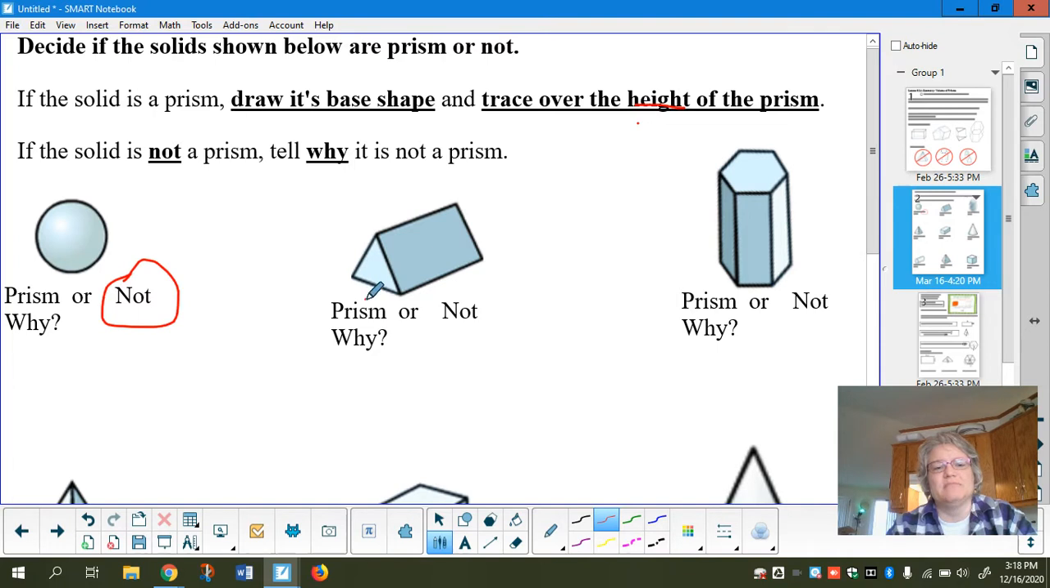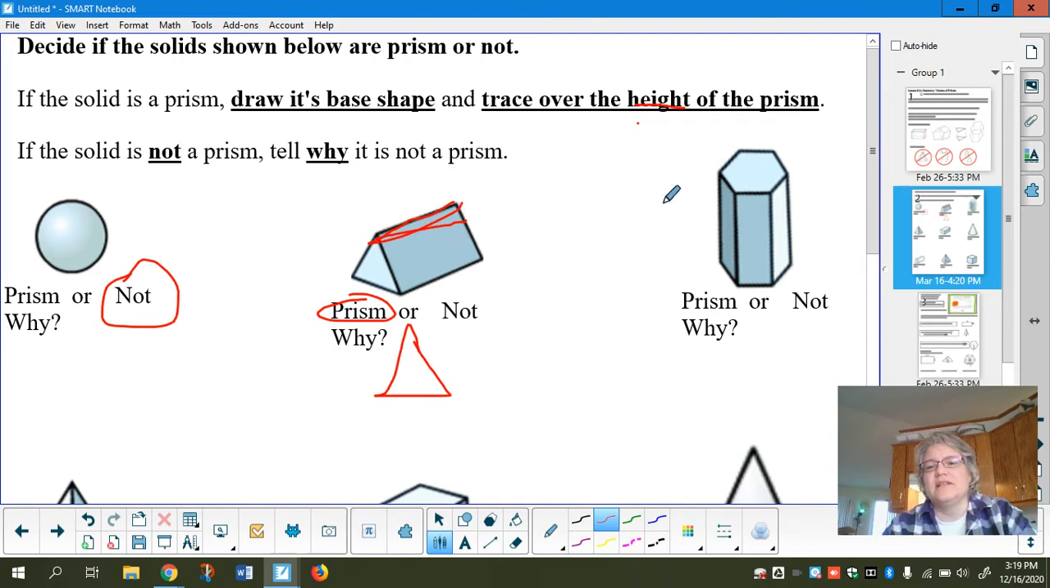This one is a prism. And if it is a prism, we have to draw its base shape. So its base is a triangle. My computer is really jaggedy here. And the height of the prism is the distance from base to base. So even though this looks like a tent, and we have a triangle on the front and a triangle on the back, the height is still the distance from base to base. So the height is this distance right here. Well, if it were straight. That distance right there, that's the height.